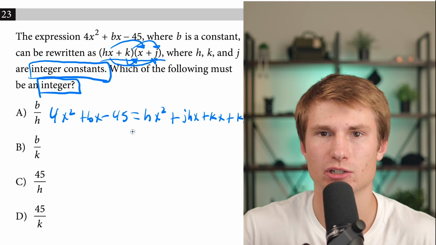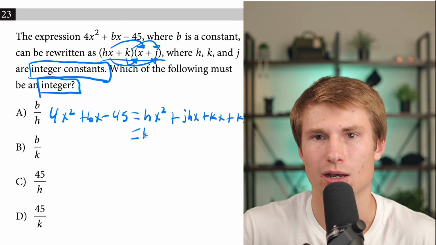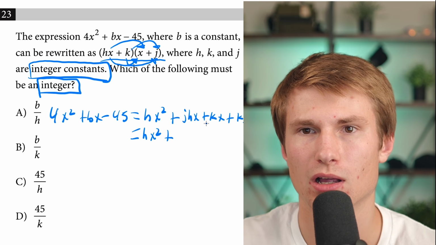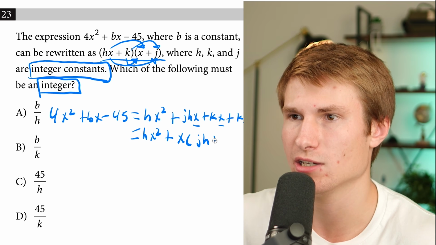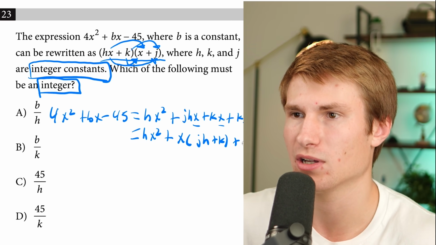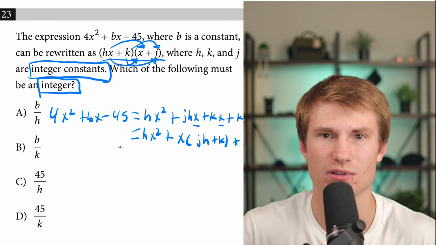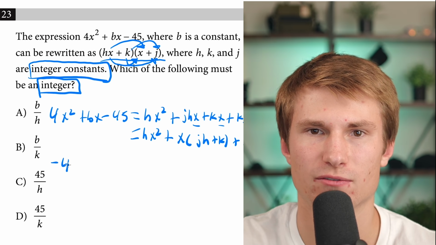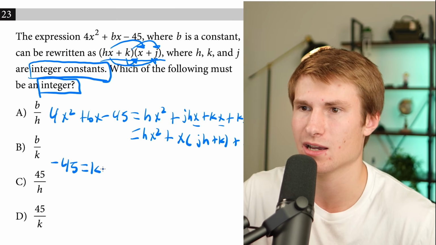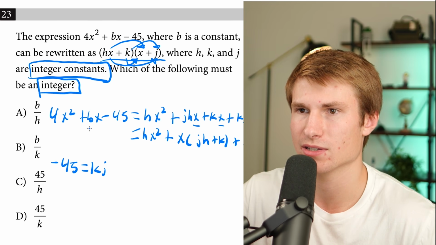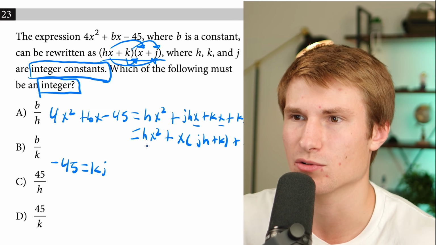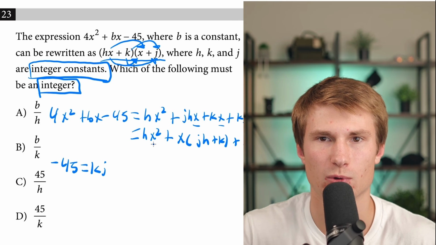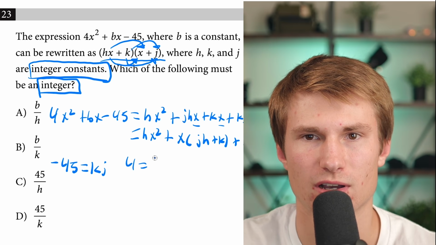Okay, so from here, let's try to simplify this right side. We'll still have hx squared, but I see I have this common factor of x, so I'm going to pull that out. So we'll end up with plus x times (jh plus k), and then plus kj. All right, from here, let's start getting what things equal. We see that negative 45 is equal to the value of k times j. The other thing we see is this bx, not necessarily anything we can do with that at this point. We know that 4 is going to equal the value of h, since we have 4x squared and hx squared.